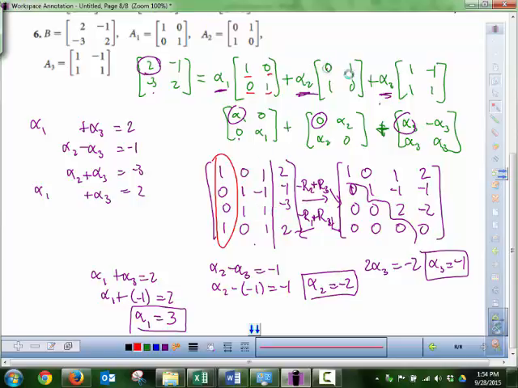The second one is 0, 1, 1, 0, and the last one is positive 1, negative 1, 1, and 1. So those are the coefficients of these things. We're looking at a matrix and expanding it to make it look like a vector, and doing what we've been doing all along.